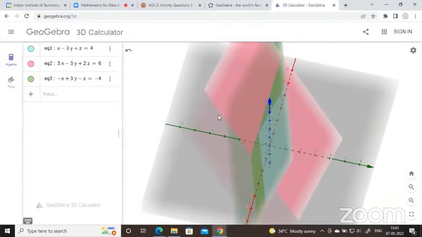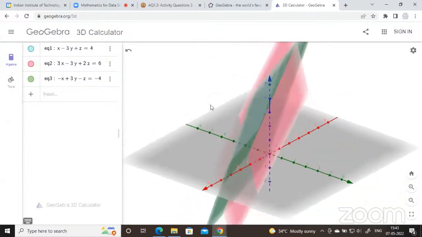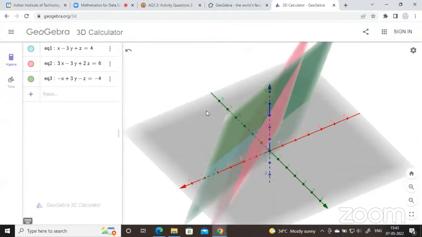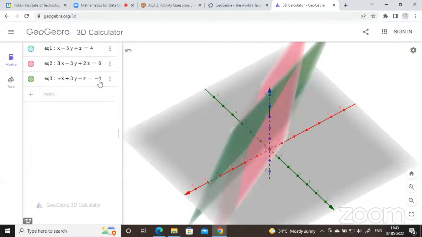Say I give minus 4 here, which means they will be the same plane. Now they are both the same, right? The blue and green are the same. That's why the color is flickering. In this case, there are infinitely many solutions, because equations 1 and 3 are the same, and then the other plane intersects along the line of intersection.